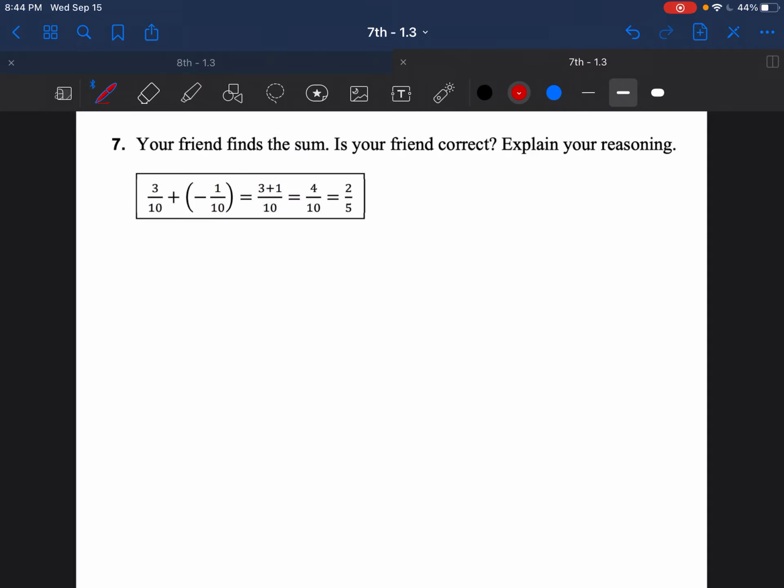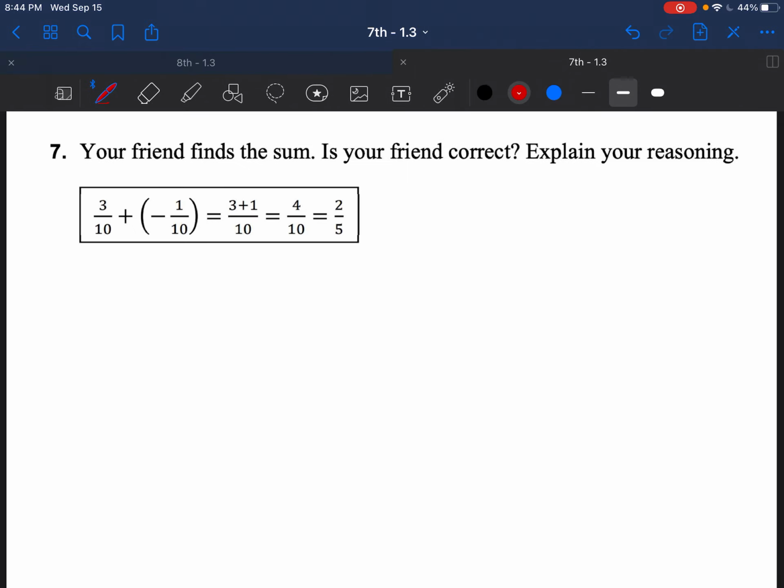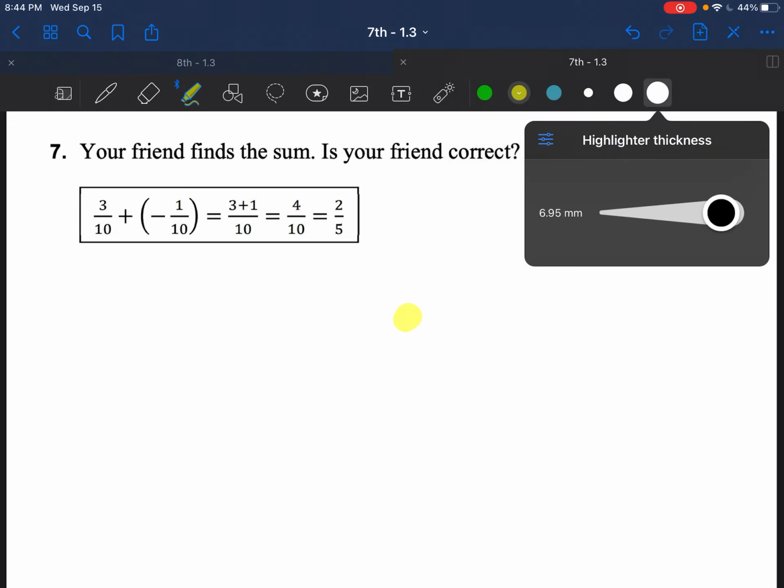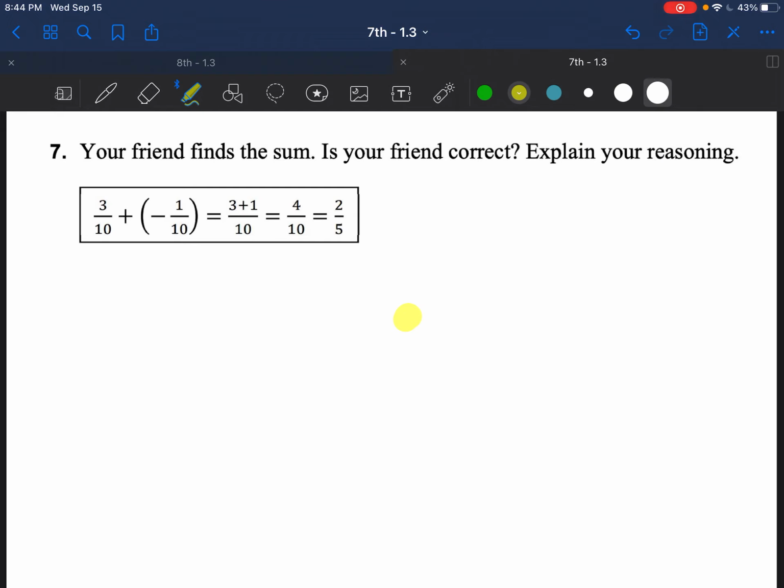Here we go. Let's take a look what our friend is doing. See if they are correct. Your friend finds the sum. Is your friend correct? Explain your reasoning. Do I want you to write this stuff down? Absolutely, ladies and gentlemen. So what do I actually want you to write down? Please write down, is your friend correct? And explain your reasoning. Write down this problem.